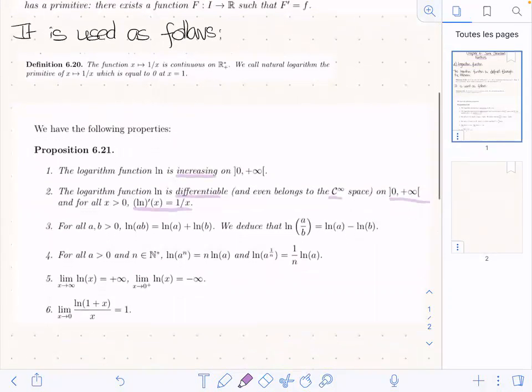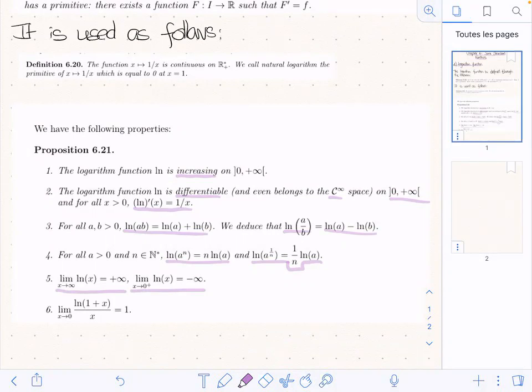And then you have some quite pleasing properties. The logarithm of the product is the sum of the logarithms. The logarithm of the ratio is the difference of the logarithms. You've got similar nice properties for powers. So if you take the logarithm of a to the power n, you get n log a. And similarly, if you have a power that's a fraction. We have some limits. So it goes to infinity at plus infinity, minus infinity at 0. And we have a limit here.